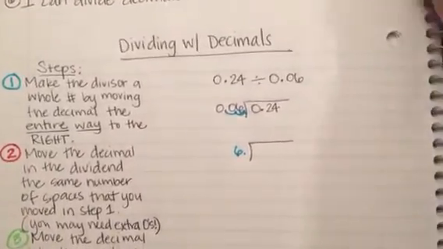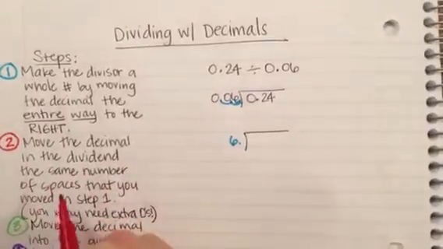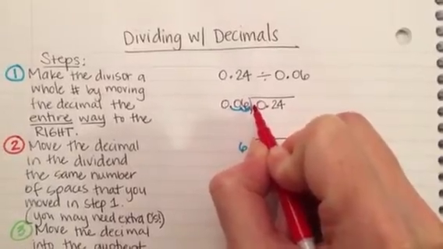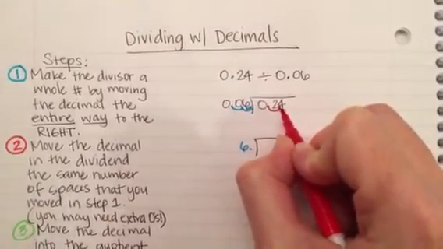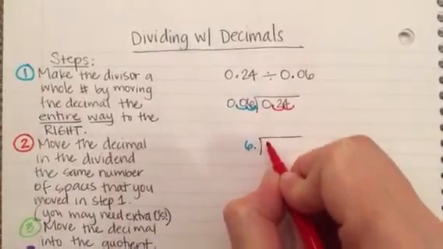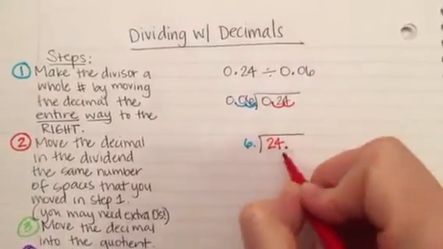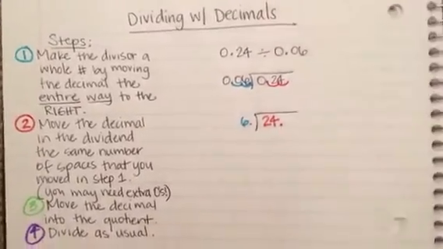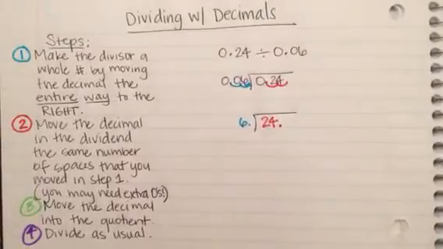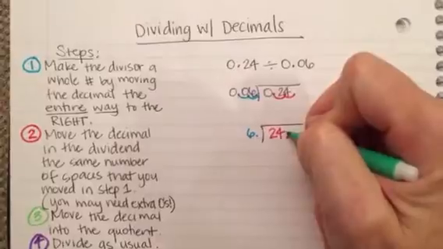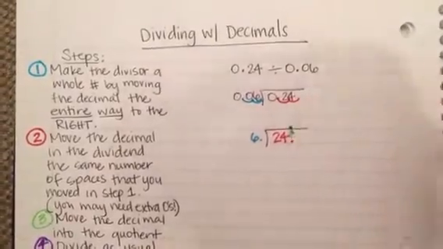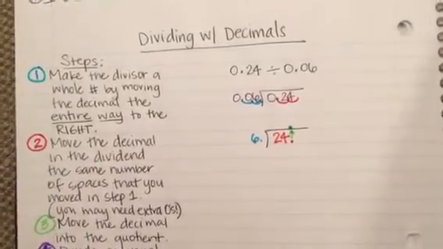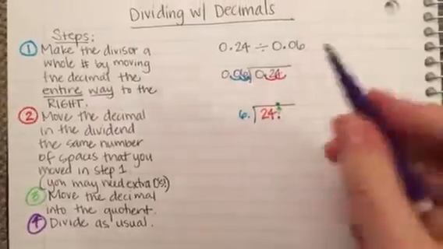Step number 2, you might remember, was to move the decimal in the dividend the same number of spaces that you moved in step 1. So you'll remember that in step 1 we moved that decimal 2 places. So we're going to have to move this one 2 places. And my new number becomes a 24. Now for this one, I don't have to add any zeros. In a few minutes, we're going to do some where you do have to add zeros. Step number 3 is you move the decimal into the quotient. So we're going to take that decimal from the problem and we're going to put it right there in our quotient answer. And then step number 4 is you divide as usual.